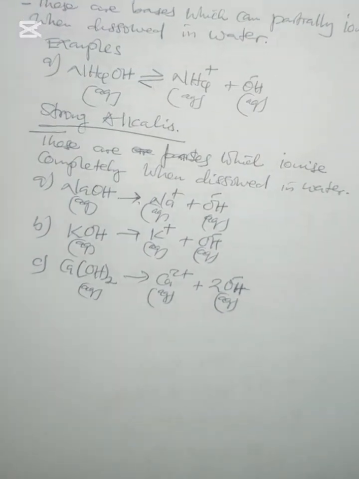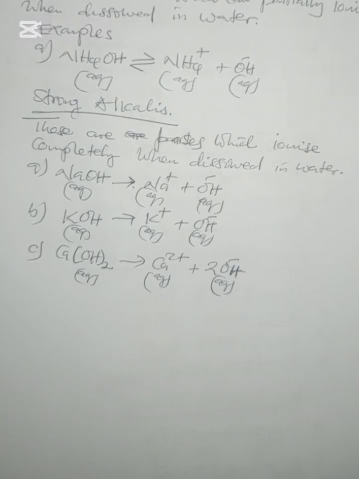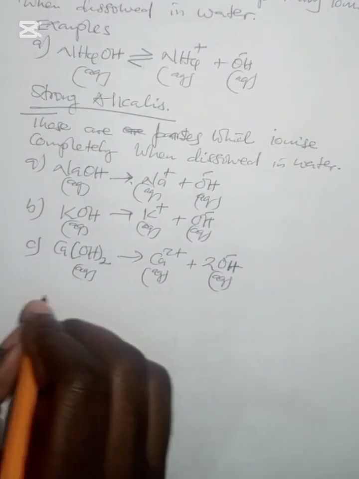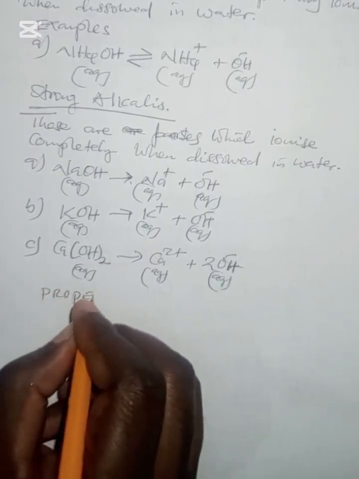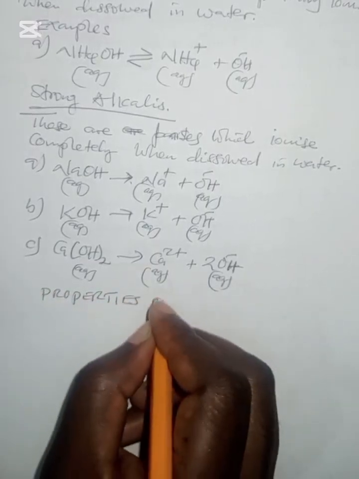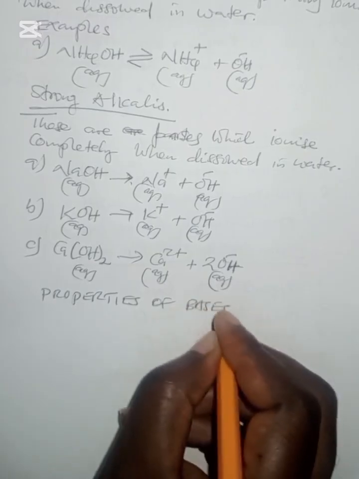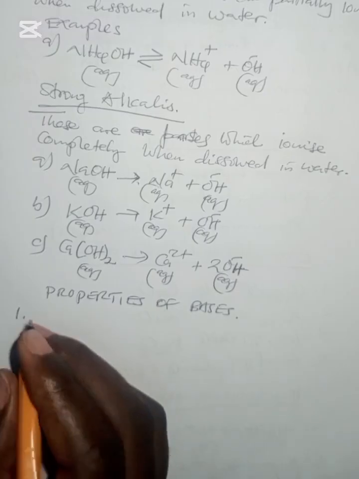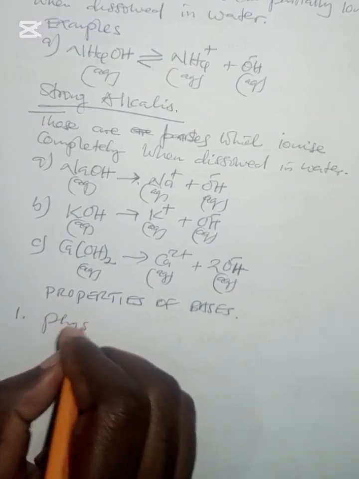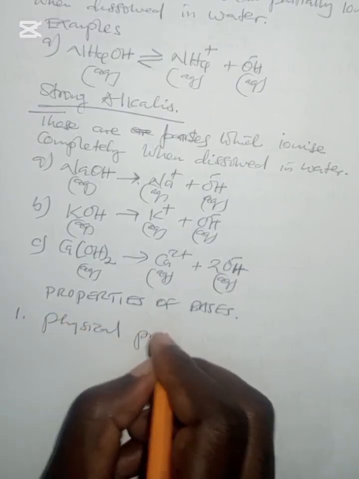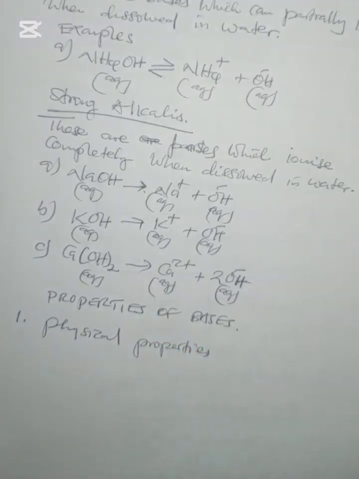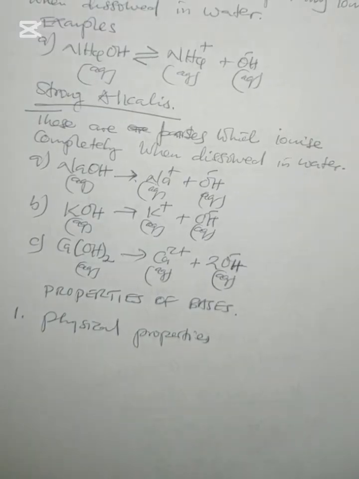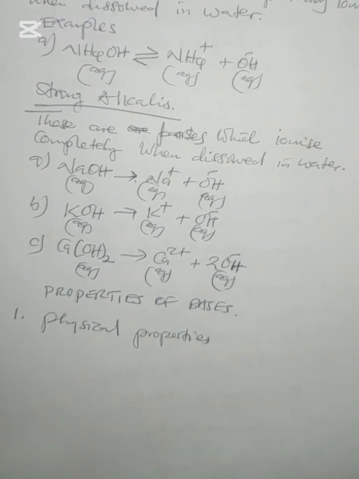Now, having talked about this, I want us now to look at what we call properties of bases, and these will be classified into two. We're going to look at what we call physical properties, and then we'll come again to the other properties, which are chemical properties. Let's classify them so that we can understand them better.